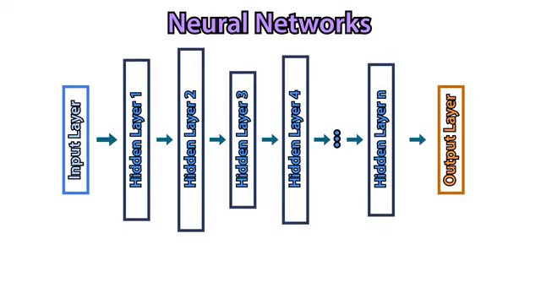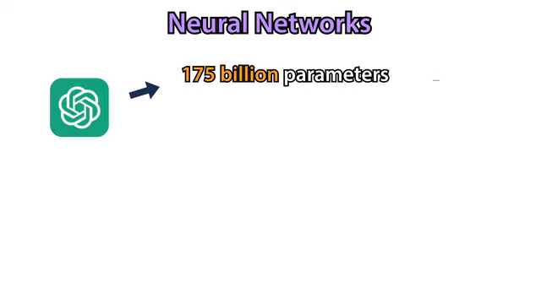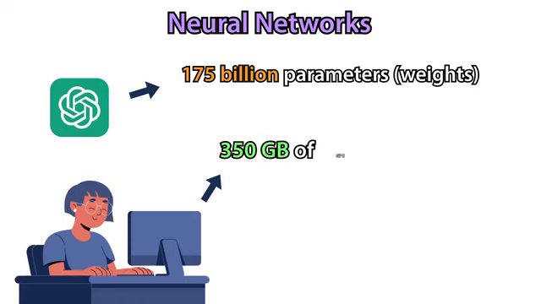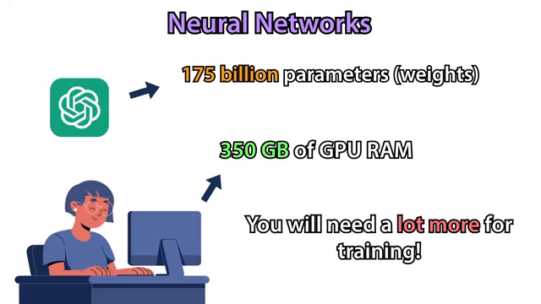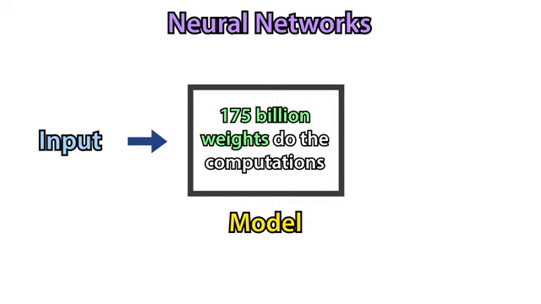The problem with adding many hidden layers is that it often quickly fills the memory of the computer. Additionally, complex models are more prone to overfitting. For example, different sources mention that GPT-3 has 175 billion parameters. To use the model, you need 350 gigabytes of GPU memory, and for training, you will need much more. This means after the input is fed into the model, 170 billion numbers interact with it to produce an output.